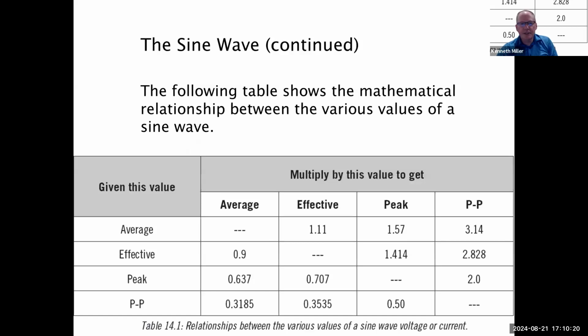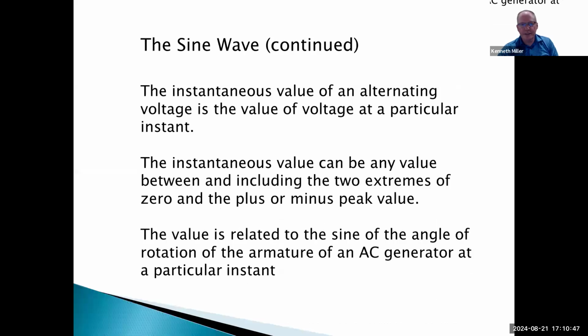Okay, so here's a table. This is a great table in the textbook, and it tells you how to calculate these values. The effective, the average, and then the peak to peak. So to get those, it shows you how to multiply that out. And this is table 14.1 in chapter 14 of the textbook. Okay, so if you're doing the homework, that's a good place to start looking at it.